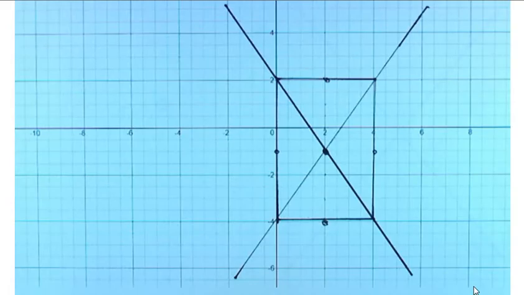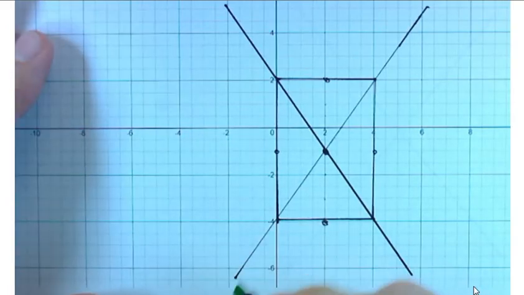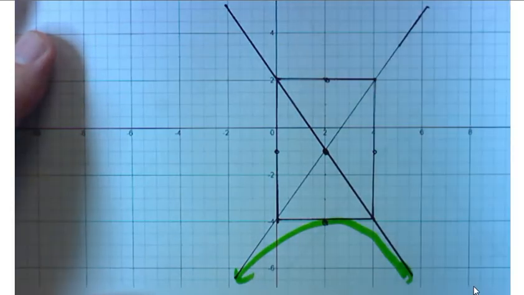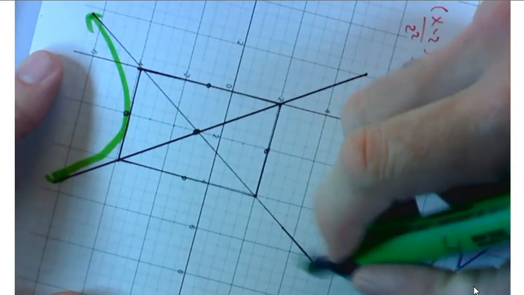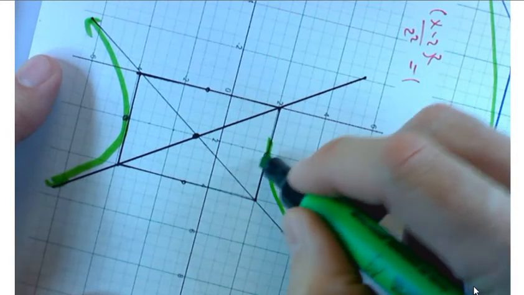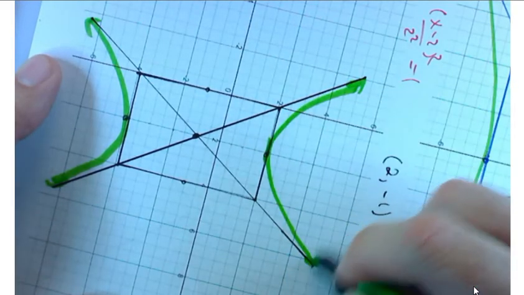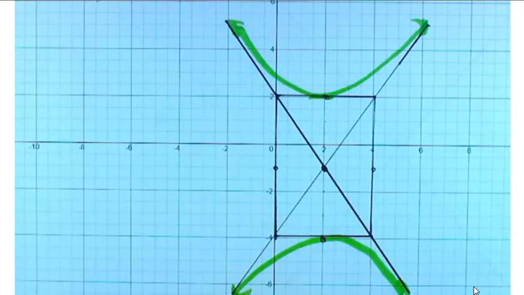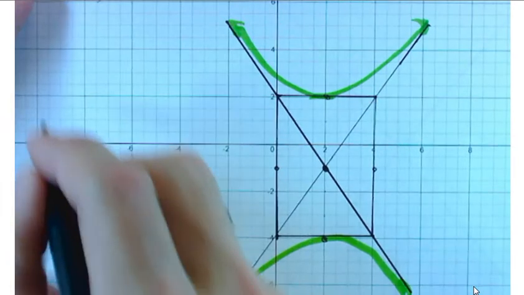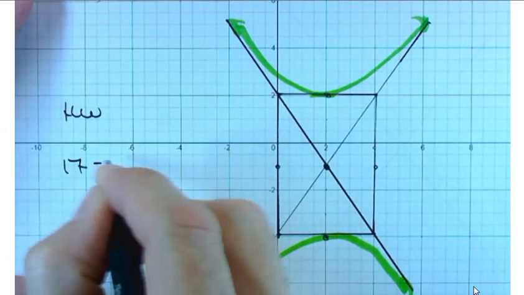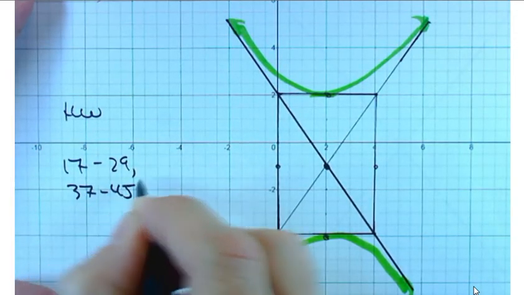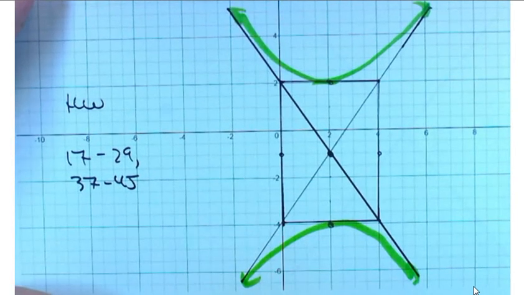Krista, which way is this open? Good, up and down. Okay, so something like that one. For homework, try 17 through 29 and 37 through 45. I think this latter part includes some review problems.